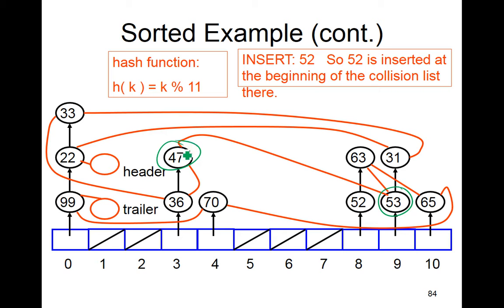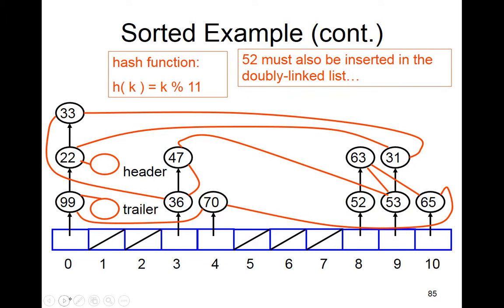Right now, what's coming after 47 is 53. But since I just inserted 52, I would want to do a little bit of rerouting and have that go here. And then from 52, it happens to be right next door, I could connect that to 53, which I think is what you see on the next slide.